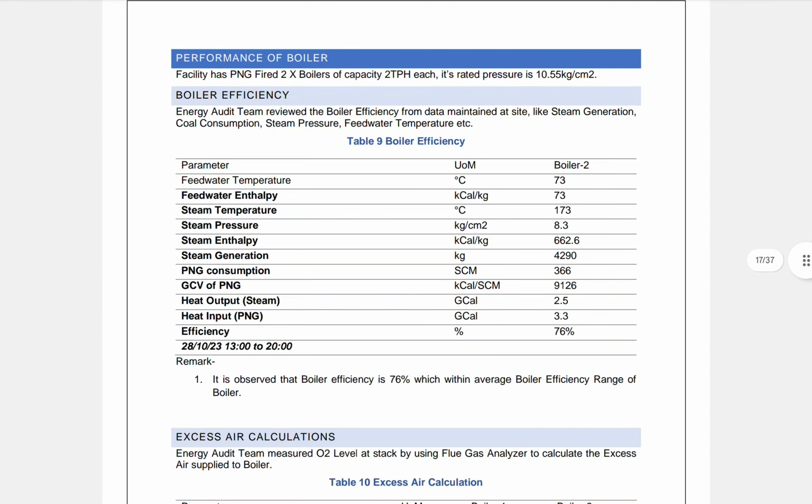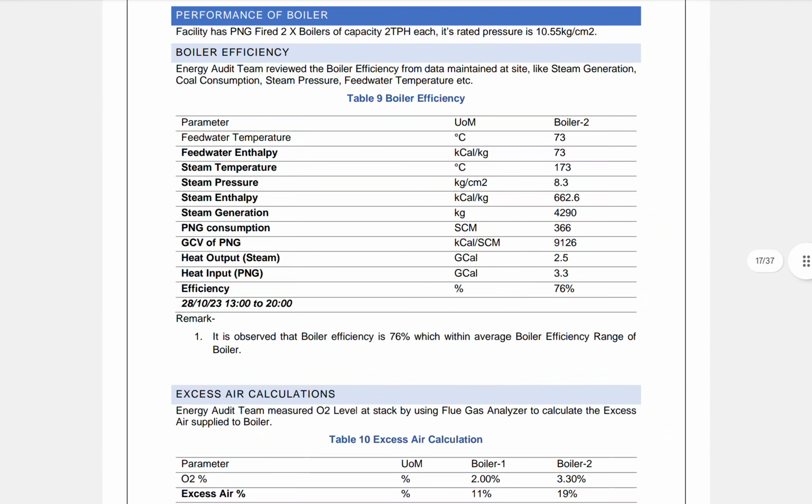Then the performance of the boiler. These are actually the measured calculations. It means we carry portable equipment to the audit site, where we put these instruments, take some readings, make some calculations in an Excel sheet, and then present to the customer. The whole methodology is given by the Bureau. Accordingly we have to conduct the audit and find out the efficiency.